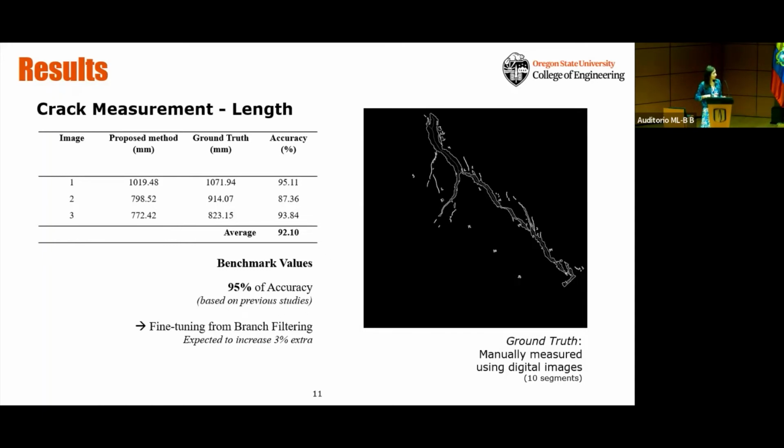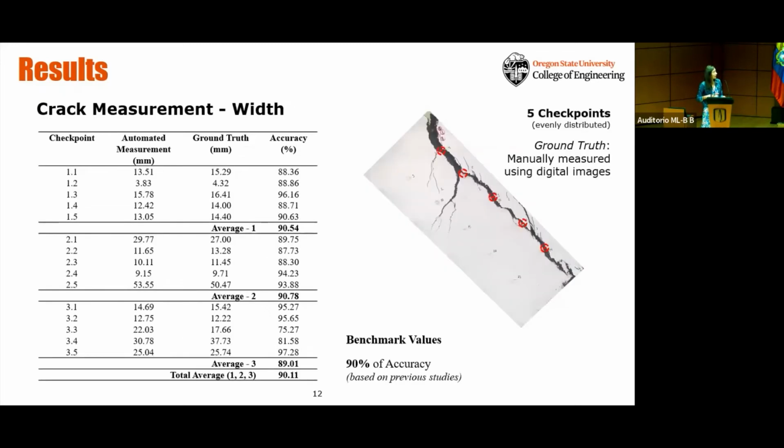Based on the previous studies, the average accuracy was about 95%, and we believe that we can further improve our results by fine-tuning the branch filtering algorithm. Next, we looked at the width measurements. As you see here, the average width accuracy obtained was about 90%, which is similar to the previous studies. For the width measurements, we randomly picked 5 checkpoints.